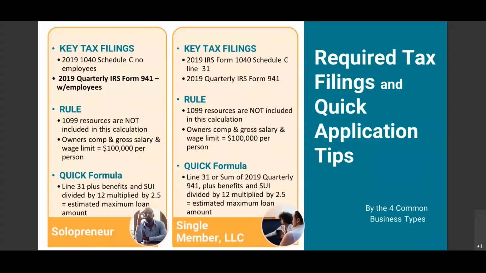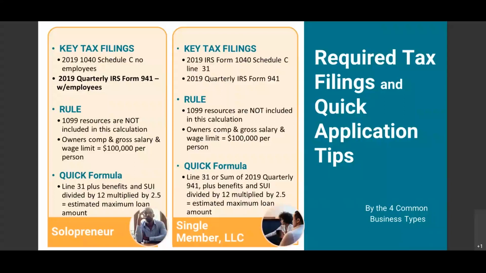If you are an LLC and you have employees, then the document you need is your IRS Form 941. Again, that's the form you use to file to the IRS for your payroll tax withholdings. Again, for the LLC, the rules are the same. If you're paying employees with 1099, that cannot be included as a part of your payroll. And also there's a cap on individual salaries of $100,000.